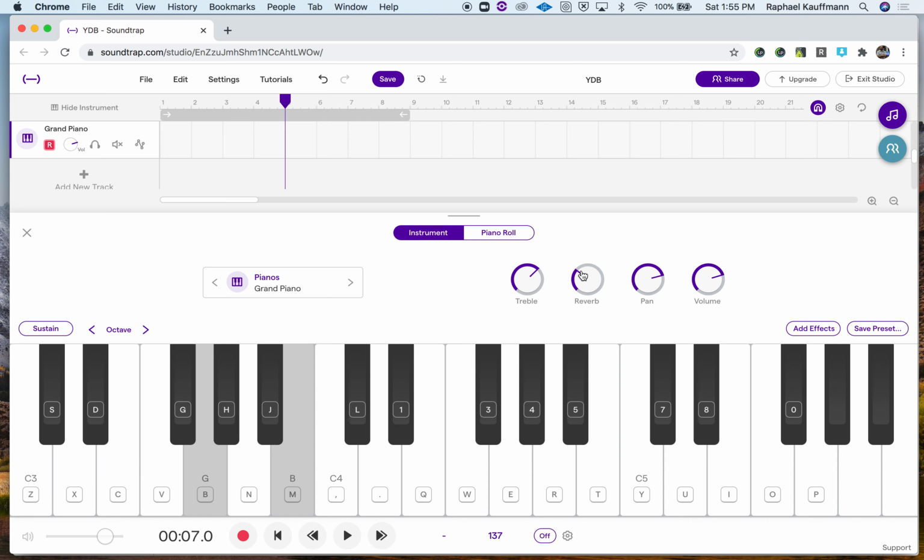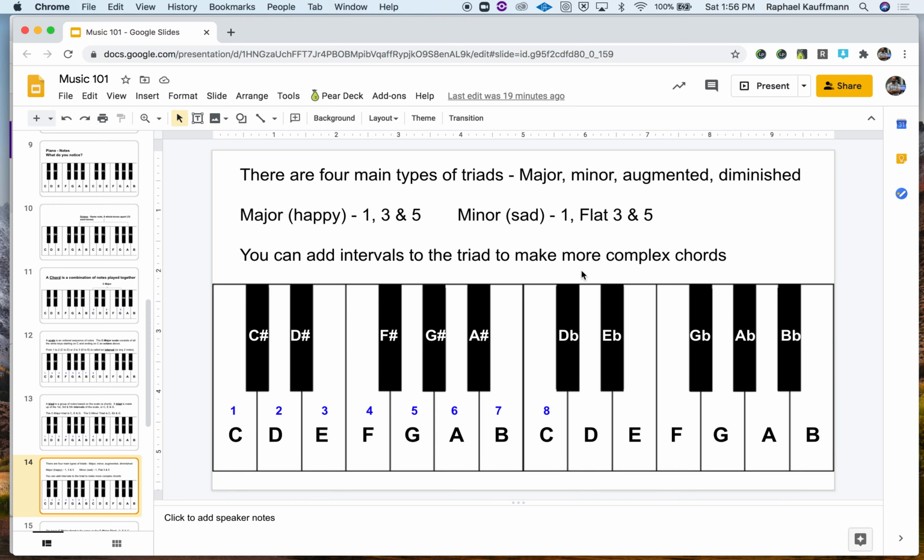Now, if we're going to call it E flat because we're in a minor triad, we would add a flat 7th, and that is C minor 7. Okay, C major 7, happy. C minor 7, saddish, but sounding kind of cool.